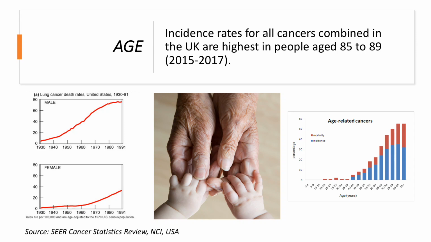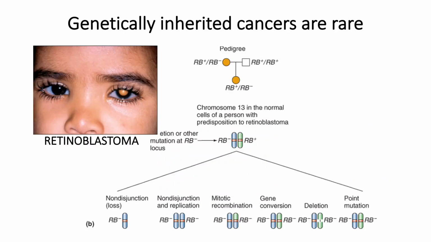But the biggest risk factor of all is age. The longer we live, the likelihood of getting certain types of cancers is higher, especially in the 85 plus. If you look at this data, what it clearly shows you is the incidence increases with age. And this is common in females as well as in males. There are certain types of cancers that are inherited, but they are relatively rare. Less than 1 to 2% of cancers are actually inherited.